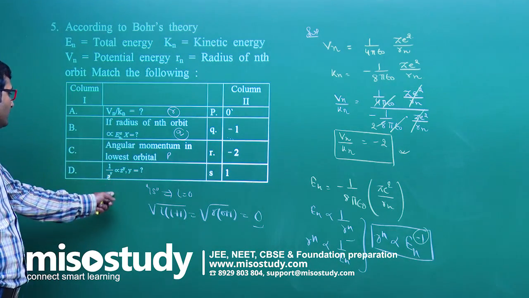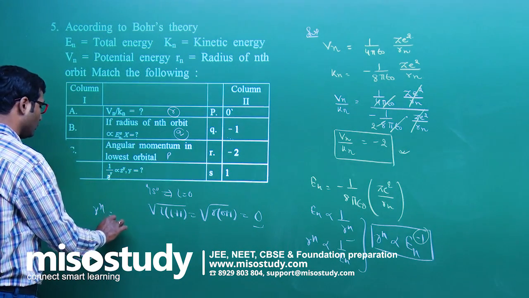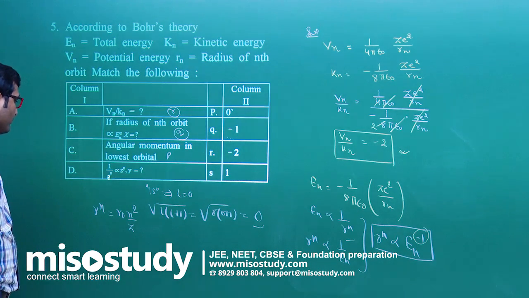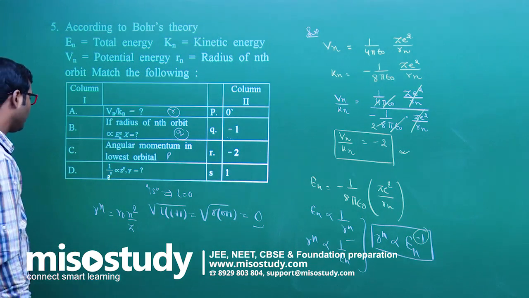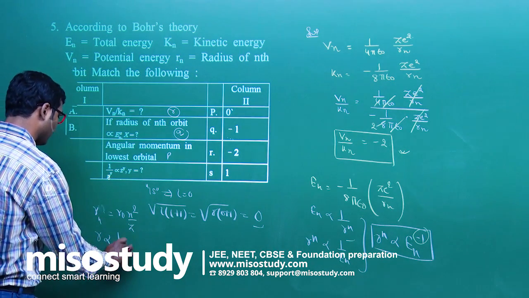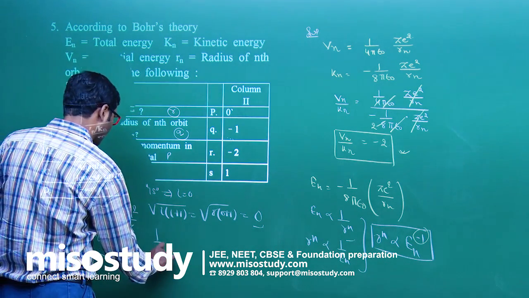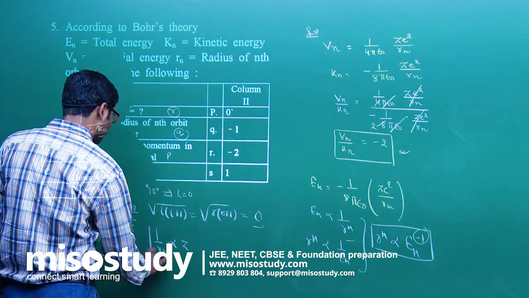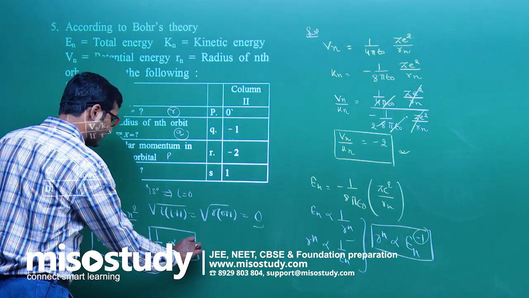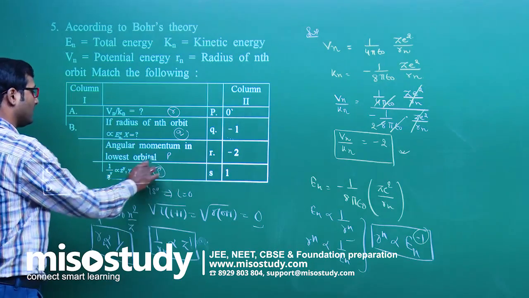Now we have the rest one, that is S. We know Rn is equal to R naught n square upon Z. Clear to you? We can write Rn is directly proportional to 1 upon Z, or we can say 1 upon Rn is equal to Z. Clear? Here Z is equal to Z to the power y, where y is equal to 1. So S is the correct option.